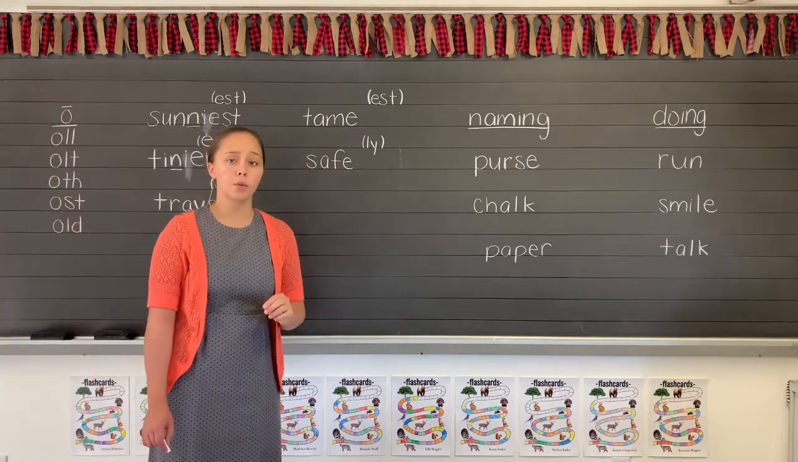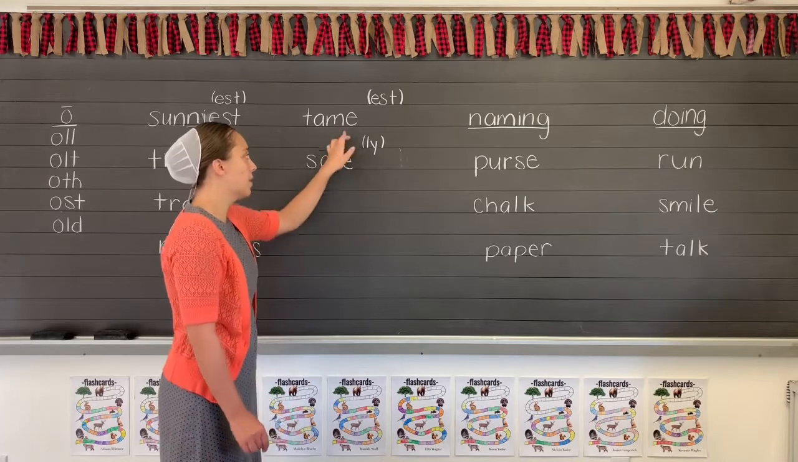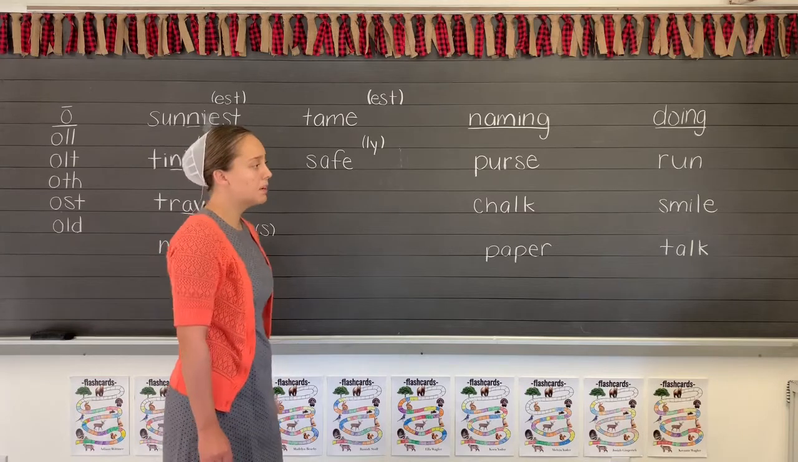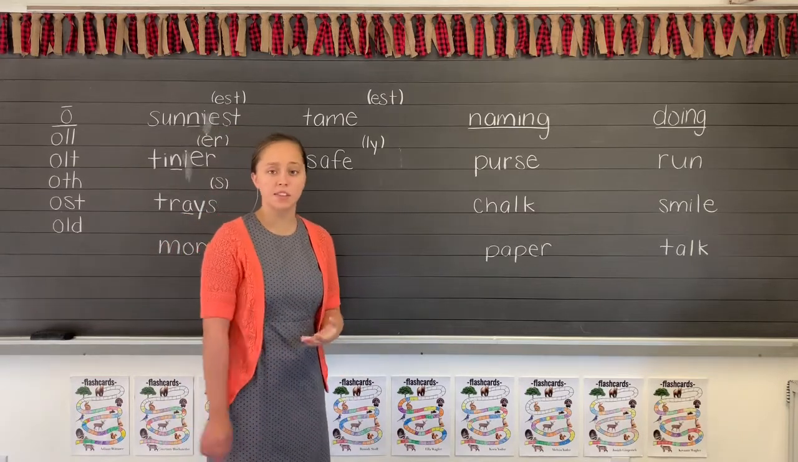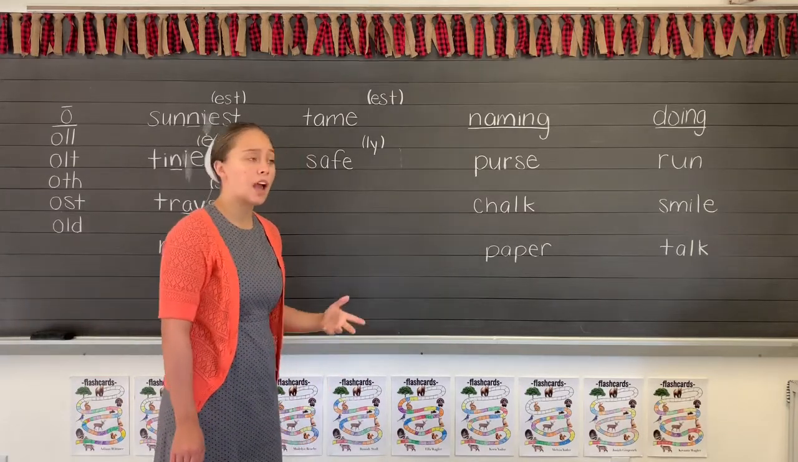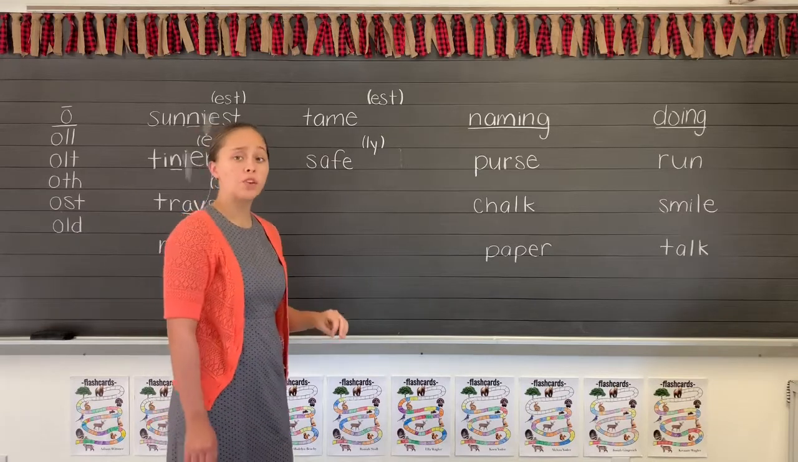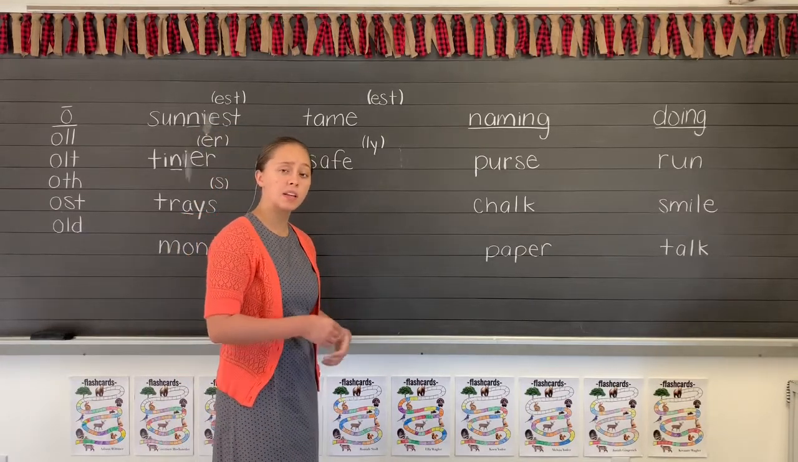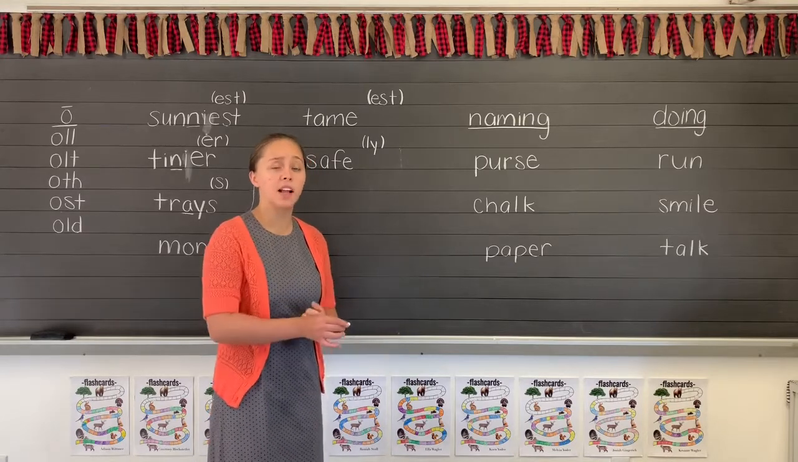Now let's look at these words over here. These words are words ending with the silent E, right? These words have the silent E. Now, how do we know how to add suffixes to these words? Remember that if we're adding a vowel suffix, we drop the E and add the suffix. If we're adding a consonant suffix, we leave the E and just simply add the consonant suffix.